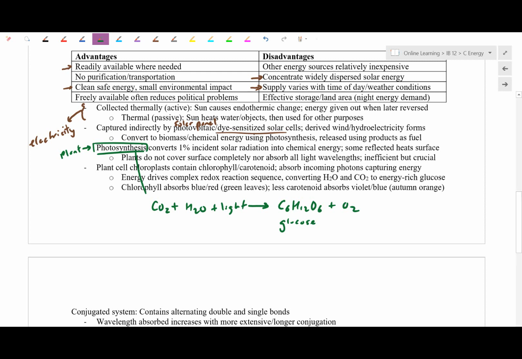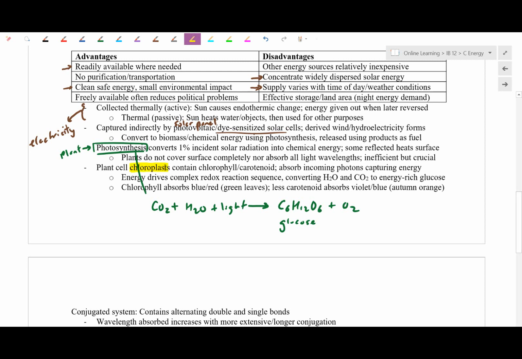Plants don't cover the entire surface of the earth, so it's inefficient, but it is crucial. So there is a push for, let's grow more trees and grow more plants so that they can harness the energy that otherwise would be there anyways. We don't need any fancy designs or expensive photovoltaic equipment, and basically it can absorb all the solar energy. Make sure you know how plants do this.